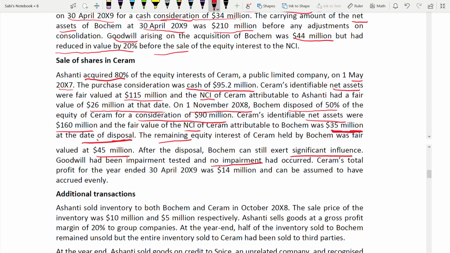Claims total profit for the year ended. Please check the date. Date is very important when they give profit and statement of financial position, because sometimes when the disposal is in between the year, you have to time apportion. The whole year it's not an associate, the whole year is not a subsidiary. Maybe part of the year they are a subsidiary, then you have to consolidate, and the other part of the time they are an associate, so you don't consolidate, you only take the share of the associate's profit. So Serum's total profit for the year ended 30th April 2009 was 14 million, and it can be assumed to have occurred evenly.